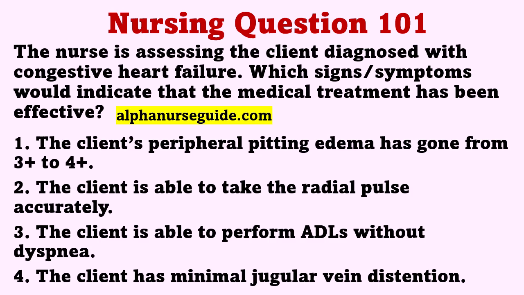The correct answer is 3. The client is able to perform ADLs without dyspnea. Being able to perform activities of daily living without shortness of breath would indicate the client's condition is improving. The client's heart is a more effective pump and can oxygenate the body better without increasing fluid in the lungs.